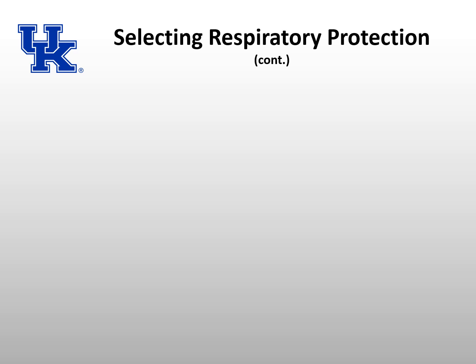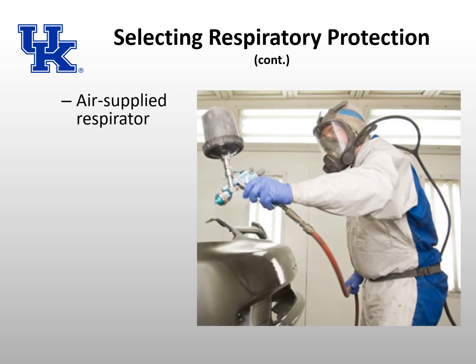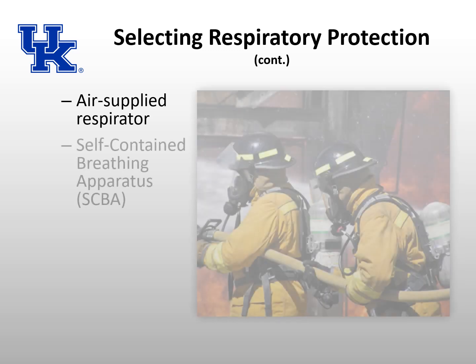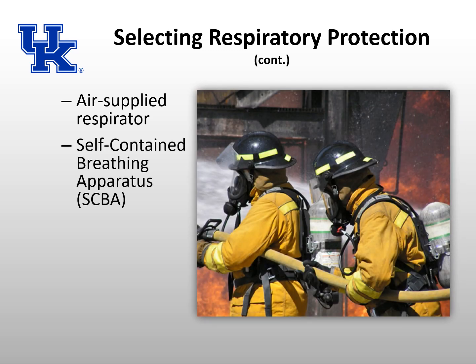Here are some other types of respiratory protection. Air-supplied respirators are used for high concentration of hazardous materials or in atmospheres that do not have enough oxygen. Self-contained breathing apparatus, or SCBA, is used under conditions that are immediately dangerous to life and health, such as an emergency response to a serious chemical spill. Remember that all respirators and filtering face pieces must be certified by the National Institute of Occupational Safety and Health, or NIOSH.